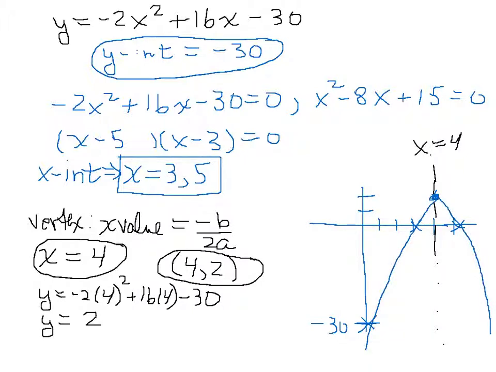Okay, it opens down, and we should have known that it opens down because of this negative 2. And if I was doing it on a decent scale, you'd see that it's a little bit skinnier, because the absolute value of this number here is greater than 1. Okay, let's try one more.